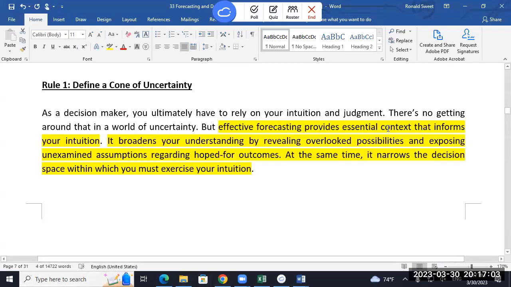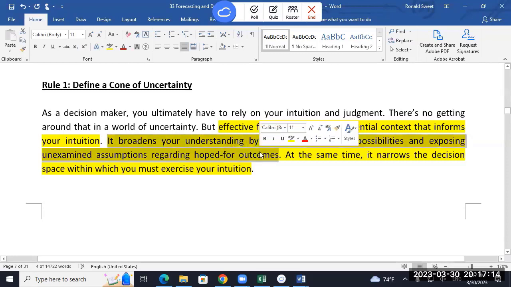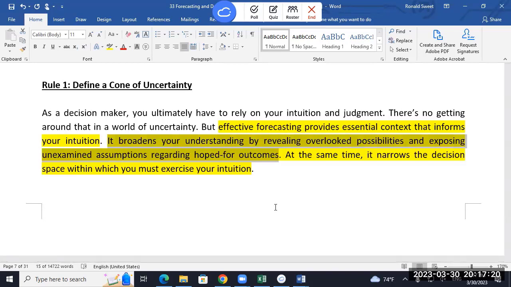So an effective forecast provides essential context that informs your intuition. It broadens your understanding, revealing overlooked possibilities and exposing unexamined assumptions. That's why I think most forecasts are of no value, because they essentially say what our biases already are. They're just confirming what our biases are. The purpose of forecasts should be to surprise us. We should find things and say, wow, I didn't see that coming. I didn't expect that.